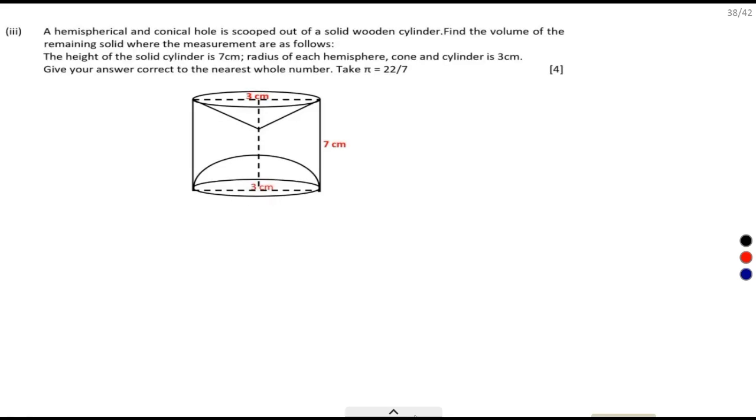Third part, it is from mensuration. Figure is given. Height of the cylinder is 7 centimeter. Radius of each figure is 3 centimeter. Give your answer correct to nearest whole number. We have to find volume of the remaining solid when a conical hole and hemispherical hole is scooped out from cylinder.